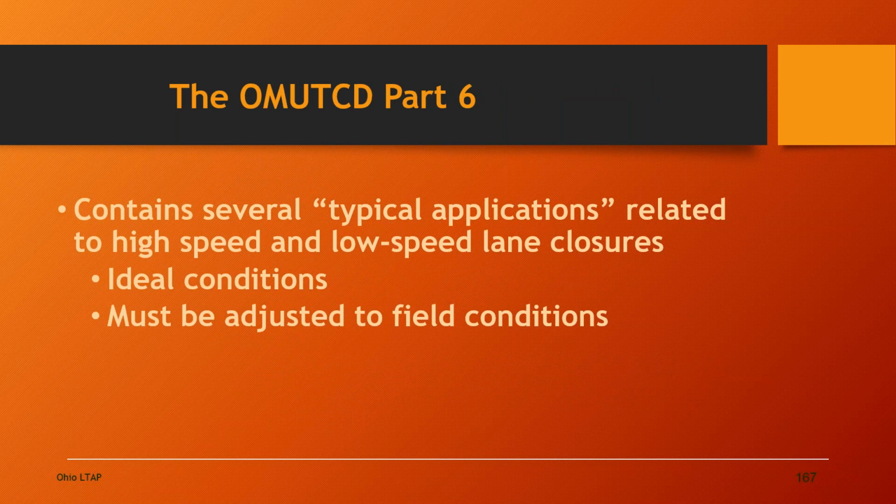So let's talk a little bit more about these typical applications. Like I said, there are 46 different typical applications. Each one covers the different variables you see in the roadway, from high speed and low speed and the number of lanes. And they're all shown in ideal conditions. They all look a lot like state routes, state highways. So if you work for a village or a city or a county engineer's office, you'll see that they don't quite look like your roadways most of the time. So we need to adjust the typical applications to meet our field conditions.